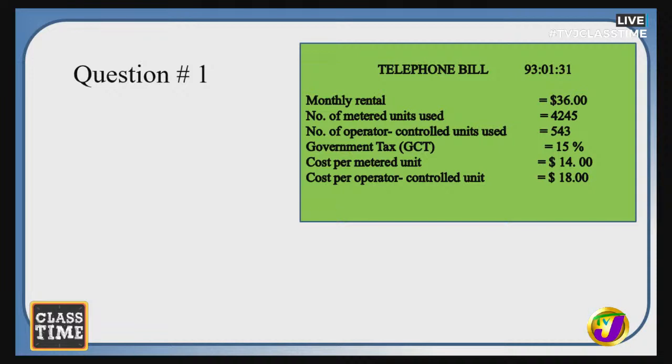And when we look at the bill, we can see the rental, we can see the number of metered units used, we can see the number of operator-controlled units used, we can see the government tax, in our case it's a GCT, we see the cost of each metered unit and cost per operator-controlled unit, and we can easily see the relationships here. When we look at the information, we have to ensure that we understand what it is saying, because if we don't understand what it is saying, then our computation becomes hampered.